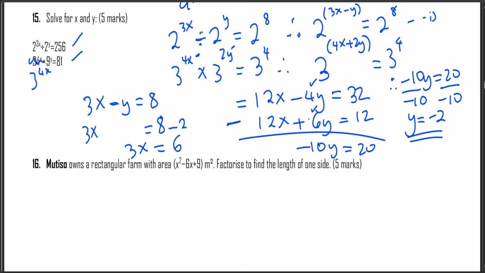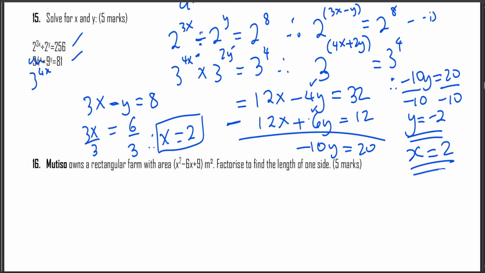Okay. So now once we get 3x equal to 6, you divide by 3 and you divide by 3, and therefore x is equal to 2. So this is the second answer. So y is equal to negative 2, x is equal to 2.